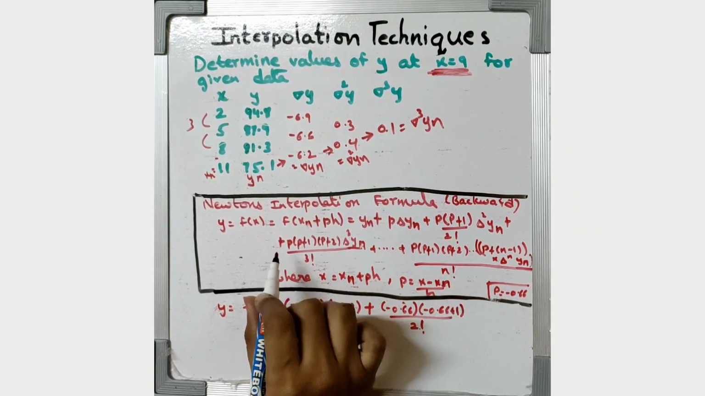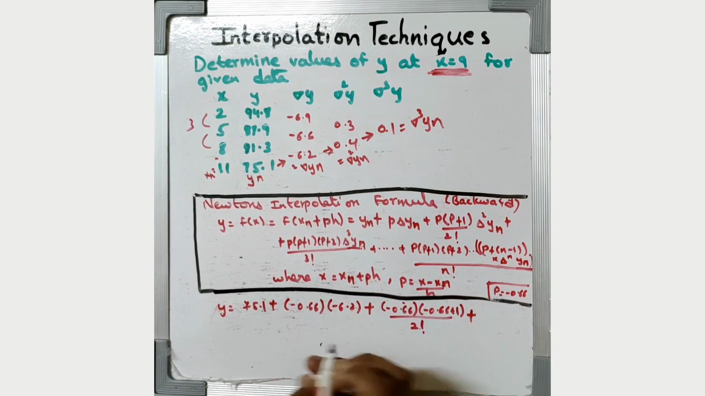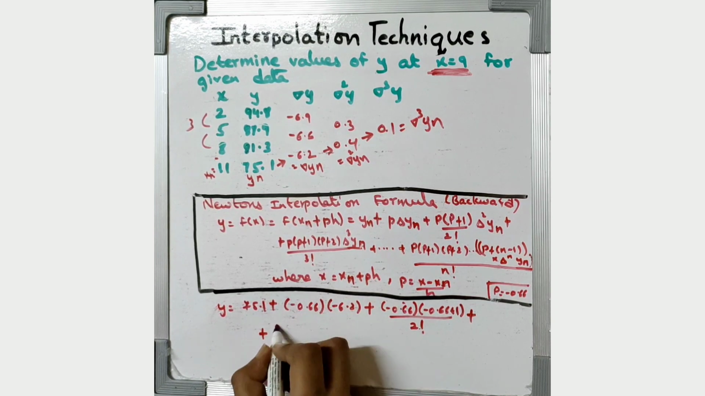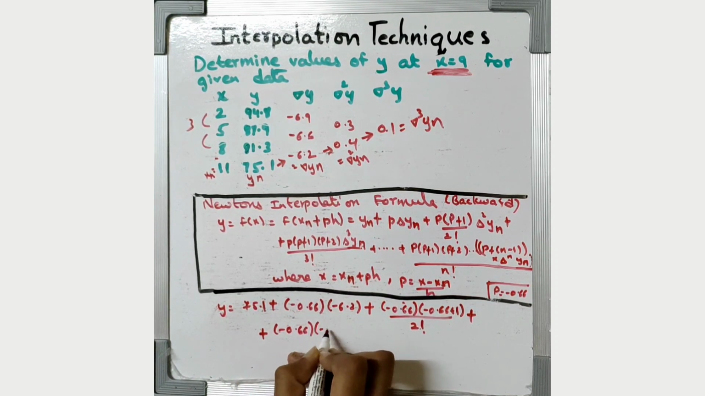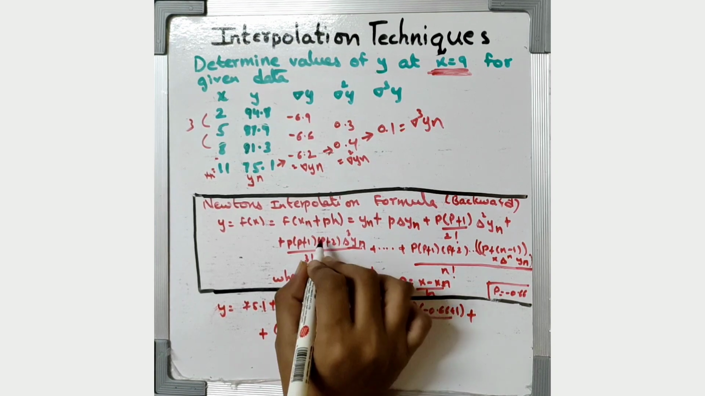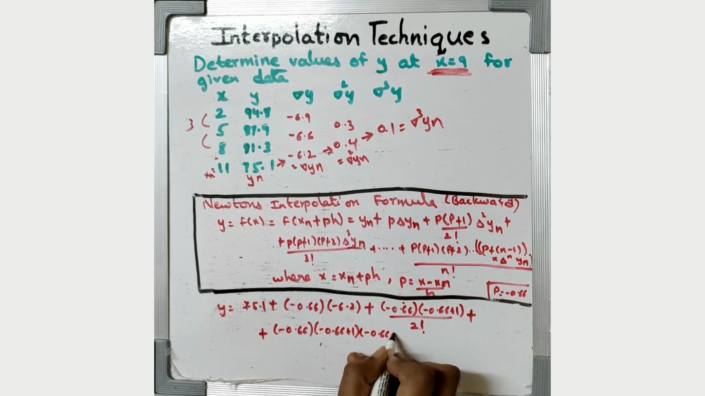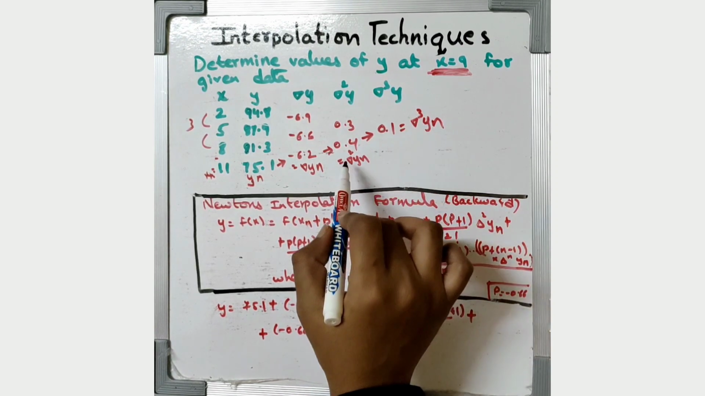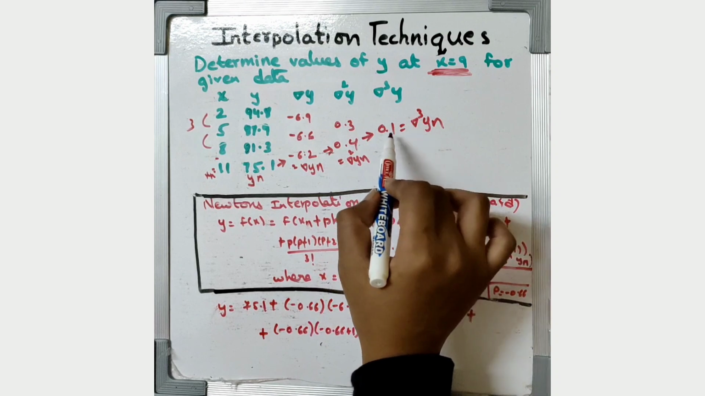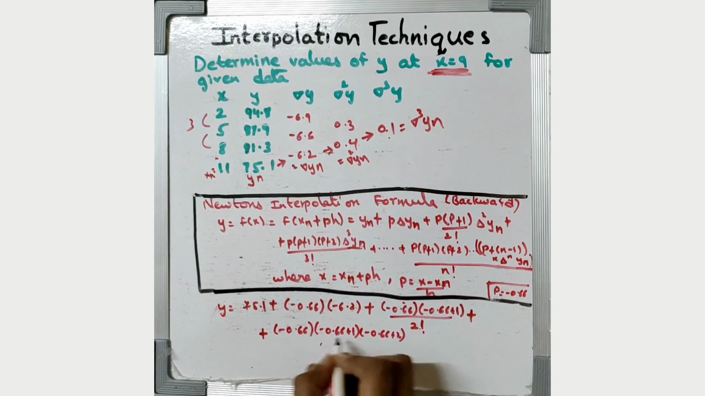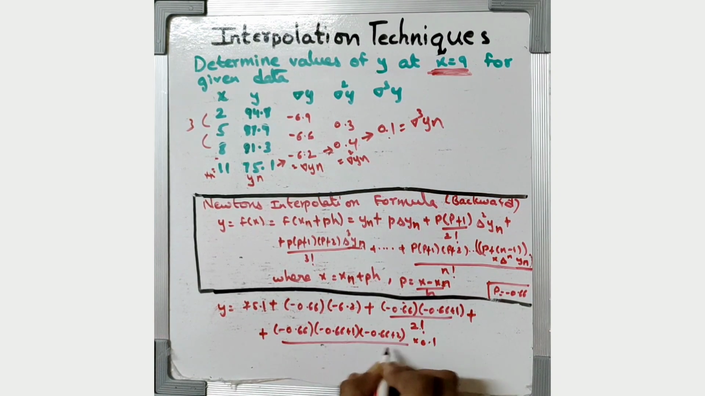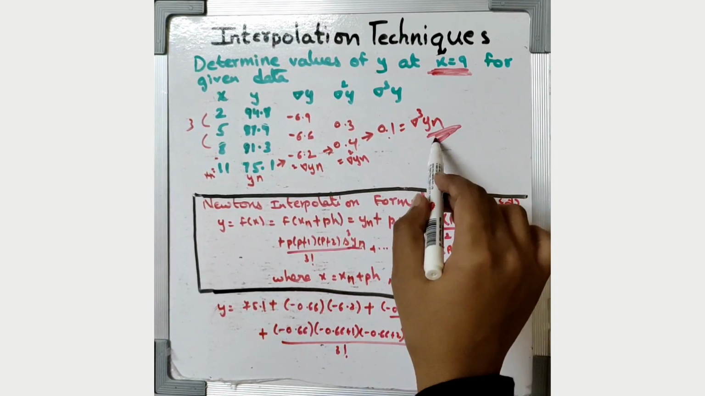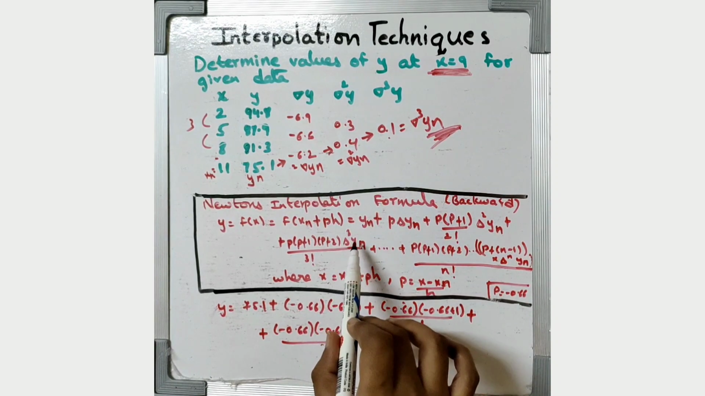Now again, I'll continue the equation here, plus p into p plus 1 into p plus 2, that is minus 0.66 into minus 0.66 plus 1 into minus 0.66 plus 2, into del cube yn, which is 0.1, right? Into 0.1, whole divided by 3 factorial. Only till 3 backward differences, right? Just stop till del cube yn.